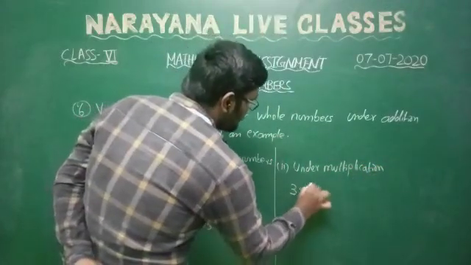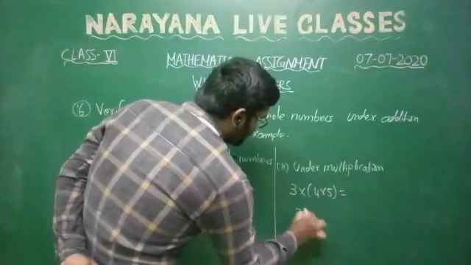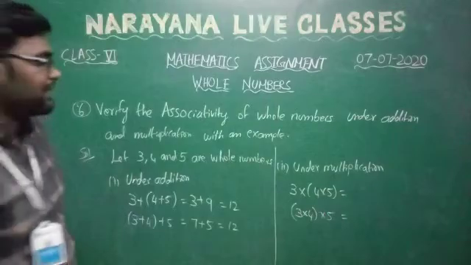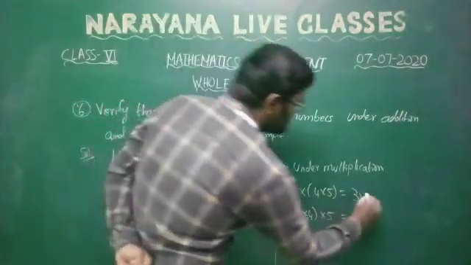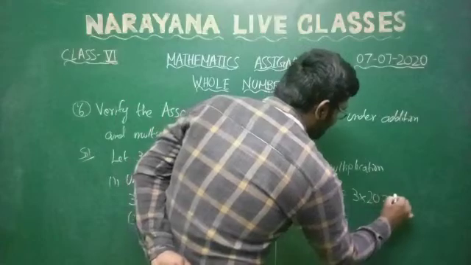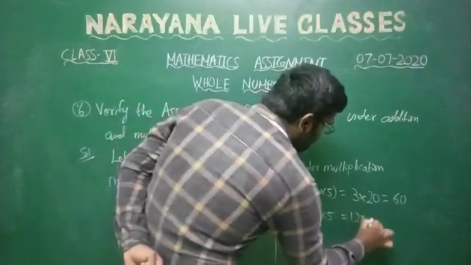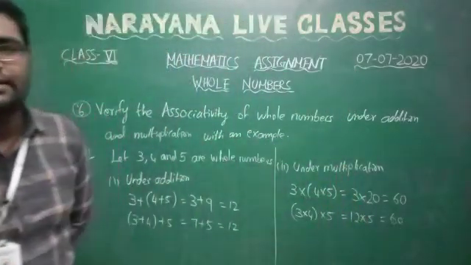So 3 into (4 into 5) is equal to (3 into 4) into 5. If both answers are equal, it will be the same. So right here, 3 into, first we should solve the bracket. 4 5s are 20. So 3 20s are 60. Similarly, 3 4s are 12. 12 into 5, 12 5s are 60. Hence it is verified. Clear, students?